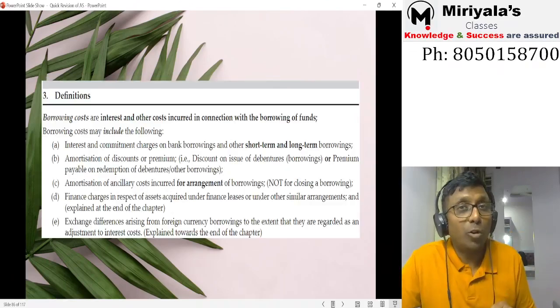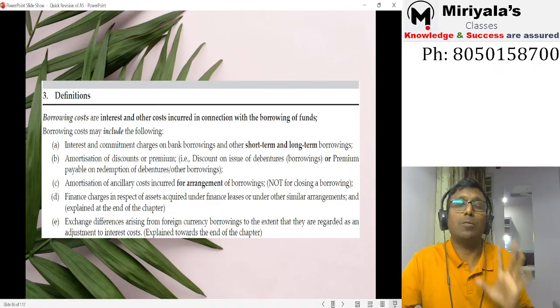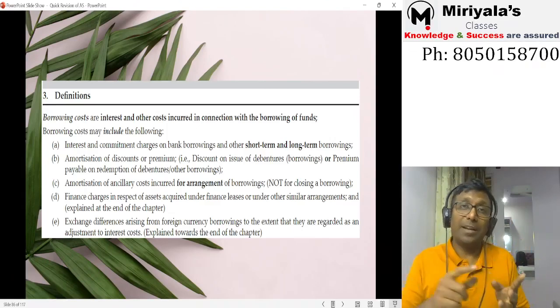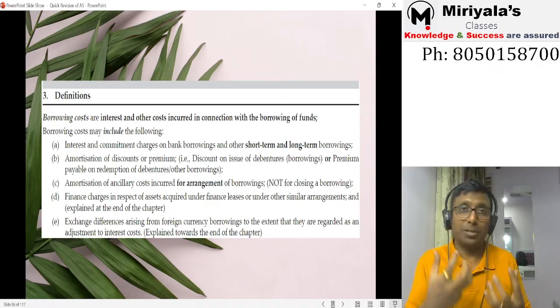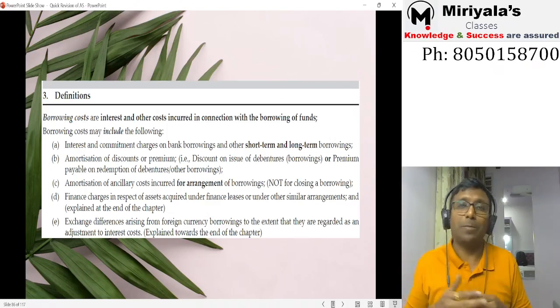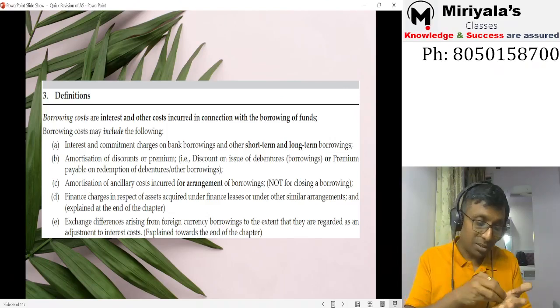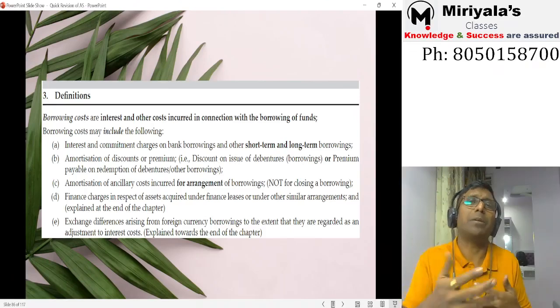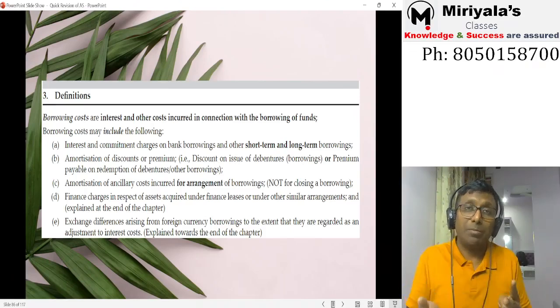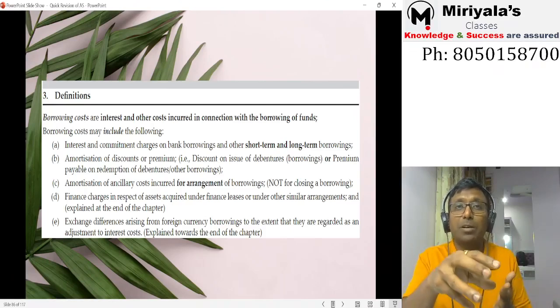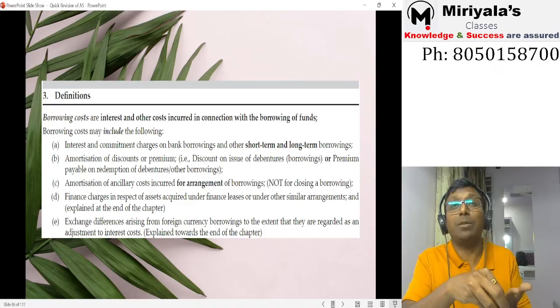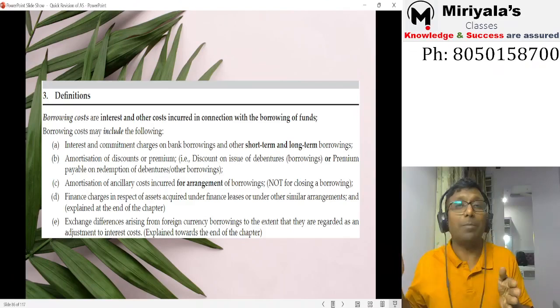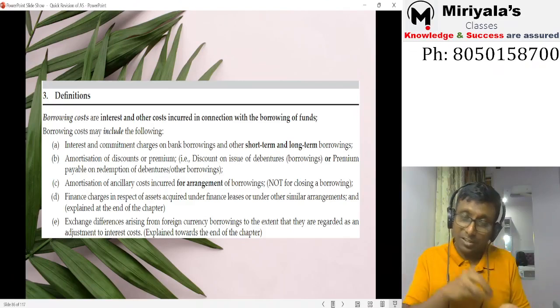Sir, what do you mean by borrowing cost? The standard has given five types of borrowing cost. One, as you know, interest cost is a borrowing cost, and any other commitment charges for the loan. Next, amortization of discounts. That is, suppose you have issued the debenture at a discount, then the discount will be amortized over the period of the debenture. Then amortization of premium, that is if you have issued at a premium, or redemption at a premium. If debenture redemption is at a premium, then the excess 20 rupees will obviously be amortized over the life of the debenture. That is also borrowing cost.